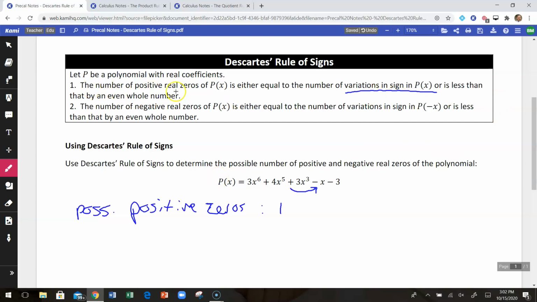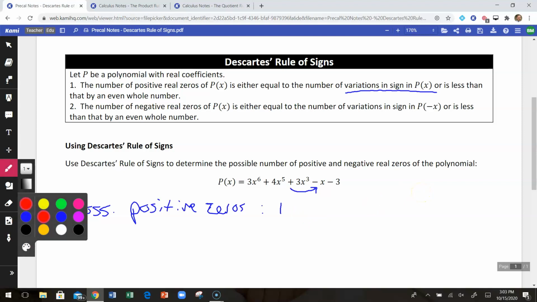Now, it does say that it's that number or is less than that by an even whole number. So whatever the number, it's going to be 1 in this case. What an even whole number less than that means is keep subtracting 2 from that number until you end up at 1 or 0. Okay, so let's say that there were 5 sign changes. Then my options for possible positive zeros would be 5 or 3 or 1. I want to keep subtracting 2 until I end up at 1 or 0.